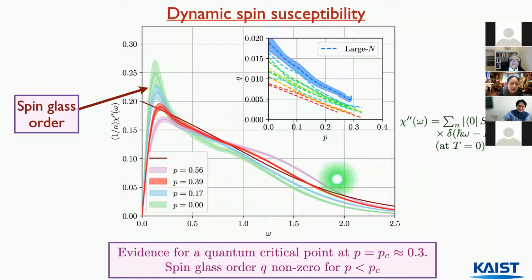So you can see the data. We can't tell you the critical point. It's somewhere between 0.3 and 0.4. It's hard to say better than that. The accuracy is not that great.